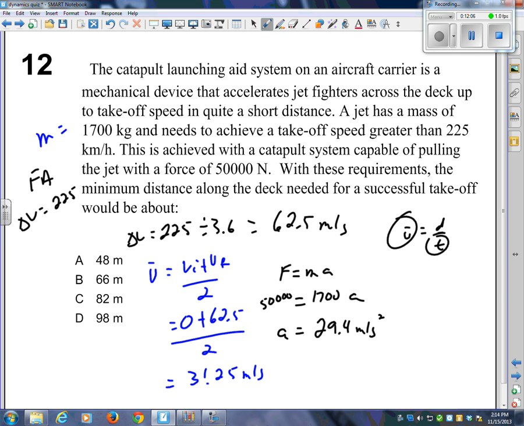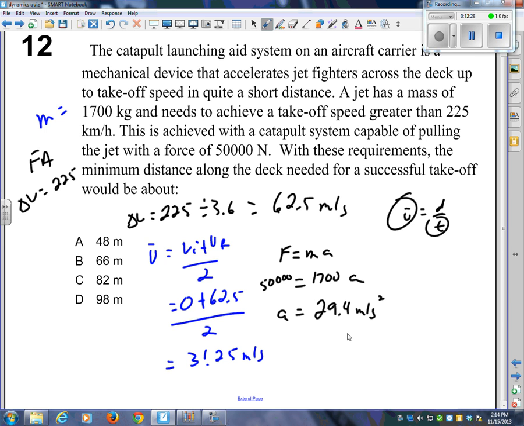They didn't mention any friction. Would the friction be enough to worry about here? No. With 50,000 newtons of pulling force, how much friction is there going to be? 1 newton. Negligible. If it doesn't say so, then you can basically ignore it.